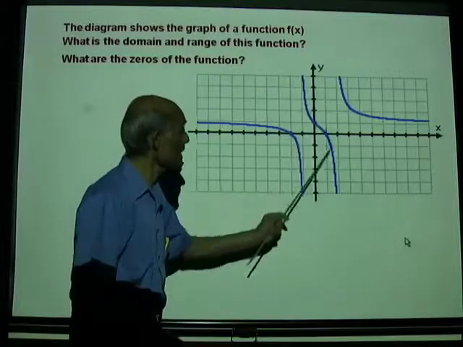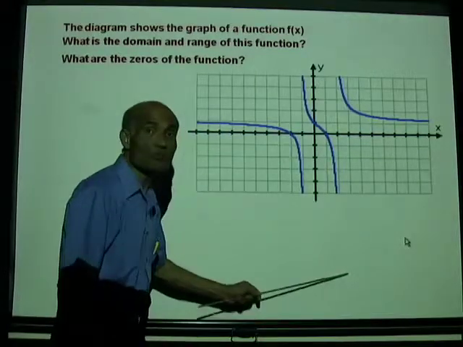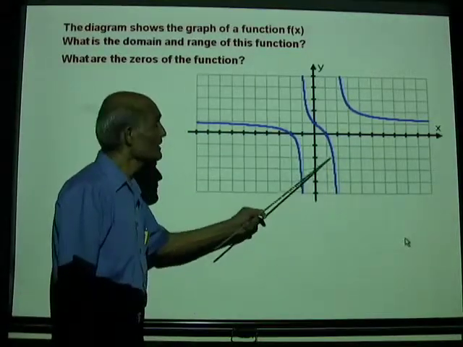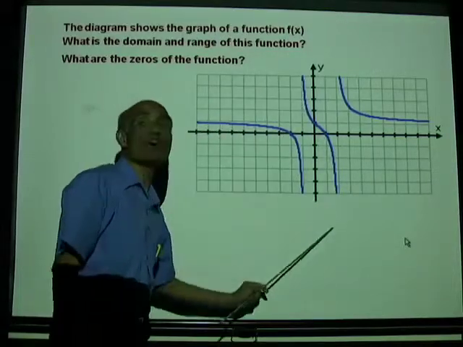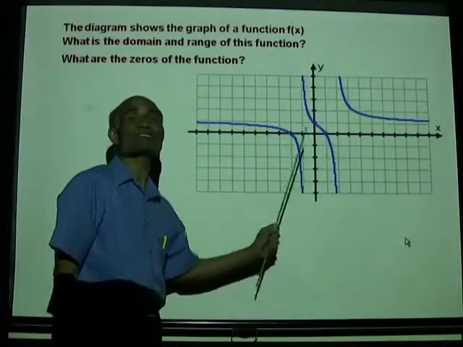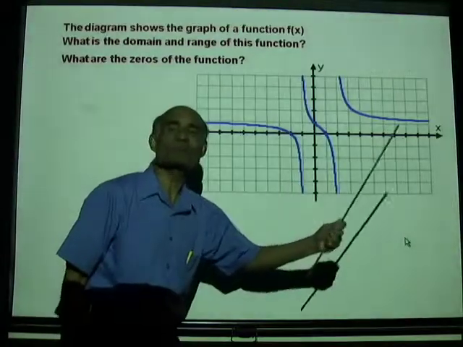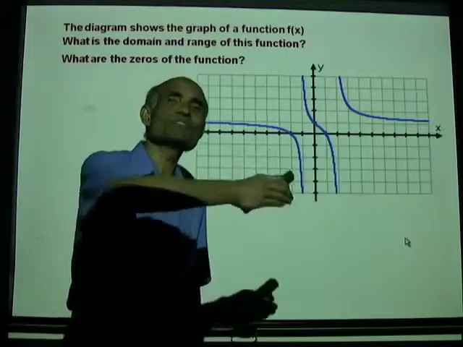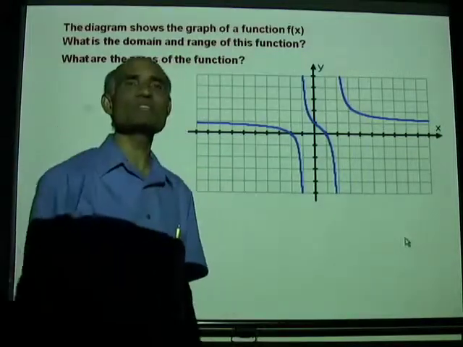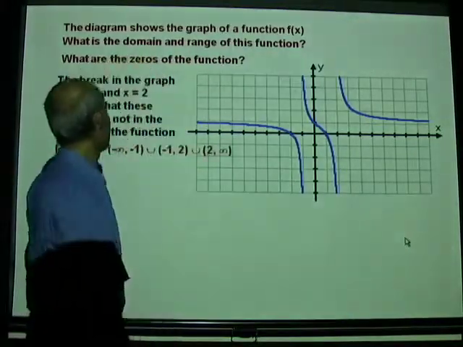All right, how about the range of this graph? If you look at the middle part, there are outputs continuous. There's no break in there. That means there are no output values that are excluded. All output values are possible. So what is the range? The range is all the way from negative infinity to positive infinity.